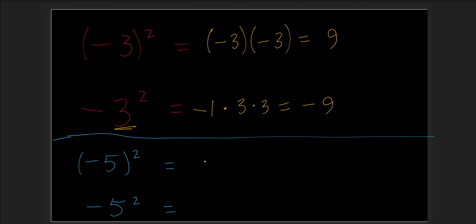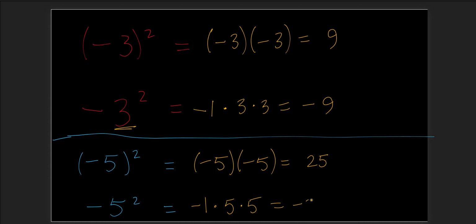So you can pause the video and try these two. Try not only finding the answers, do that over here or on your paper, but writing out this intermediate step for each. What does it look like? And then compare it with mine. So for negative 5 squared, that means 2 negative 5s are multiplied together or repeated. So that's clearly a positive 25. And then for this one, that's a negative 1, and only the 5 is being taken to the second power. So that's a negative 25.